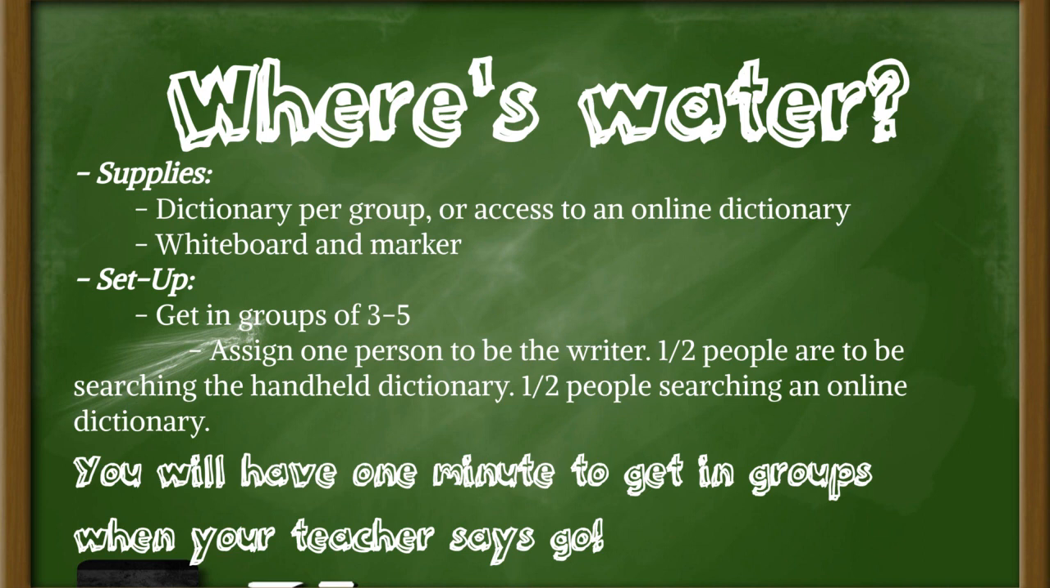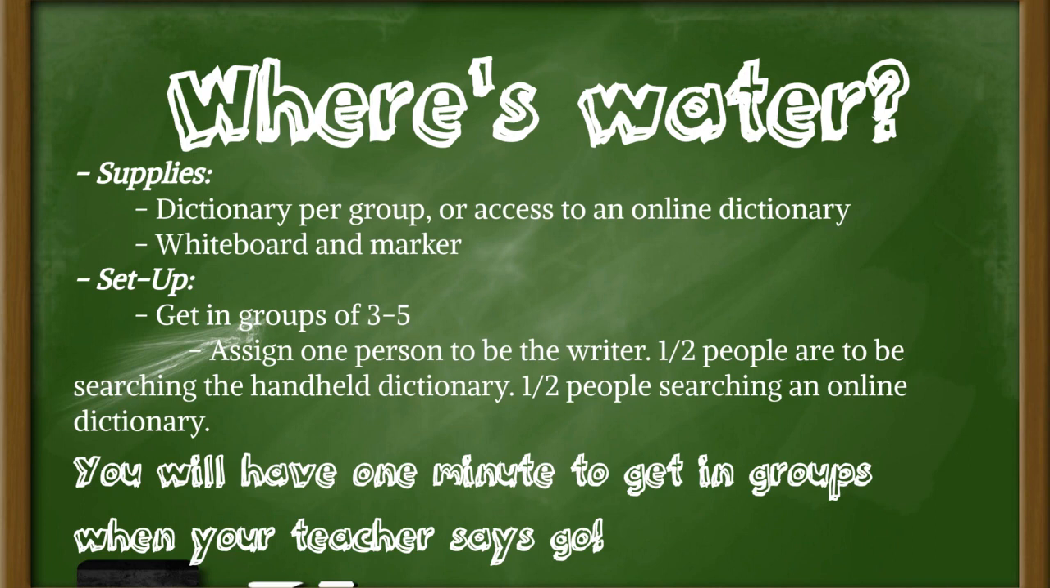The different supplies we will need for this activity are a dictionary per group or access to an online dictionary. Not every student is going to need a physical dictionary, and not every student will need a laptop or computer for an online dictionary. Just make sure each group at least has access to one of each. The second supplies we will need for each group are a whiteboard and a marker.